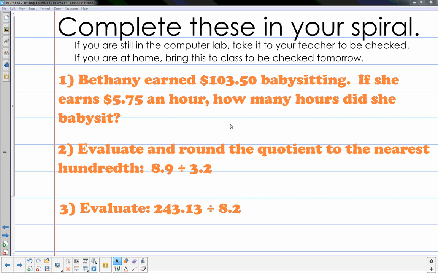All right, we need to check to see how you did. Work out numbers 1, 2, and 3 in your spiral and take it to your teacher to be checked.